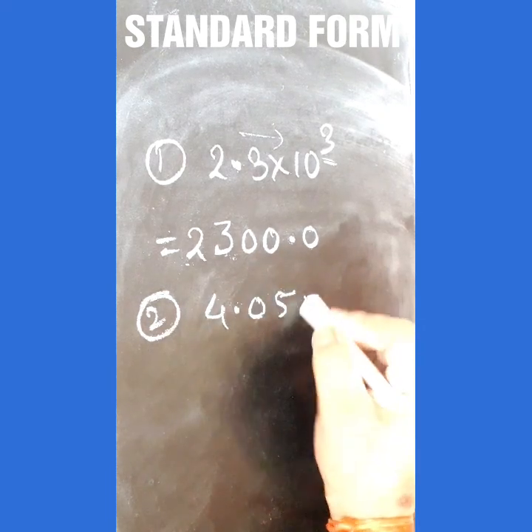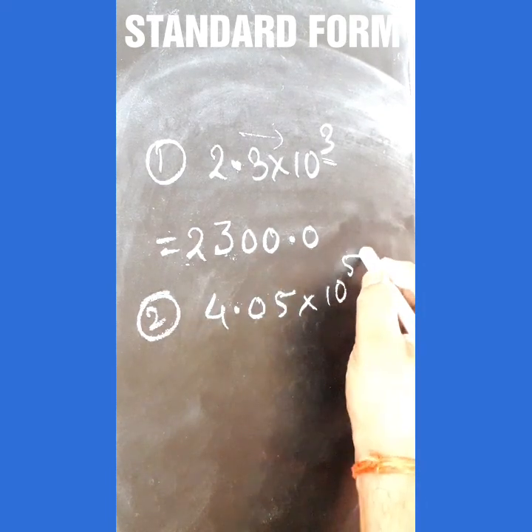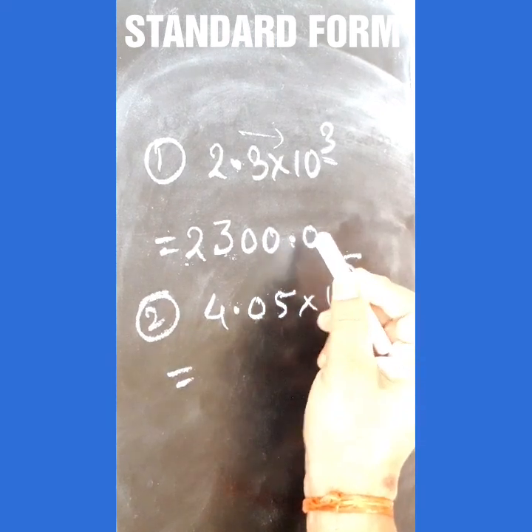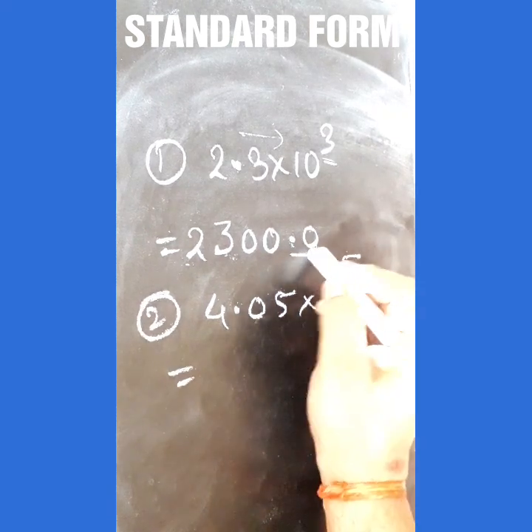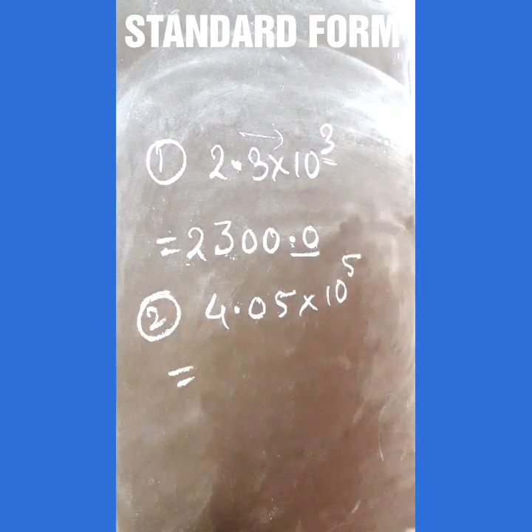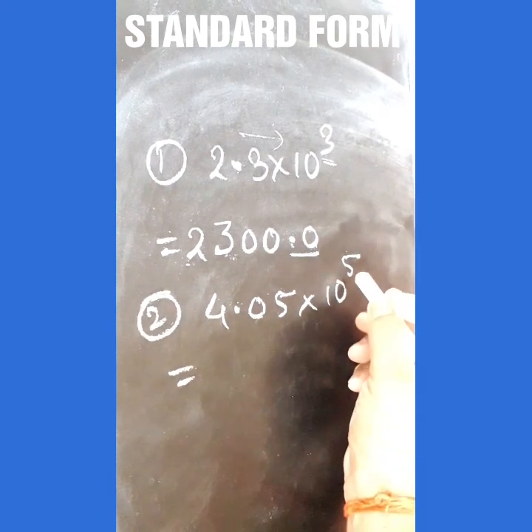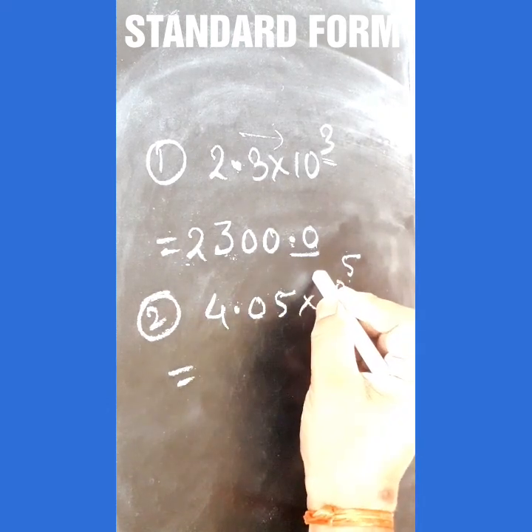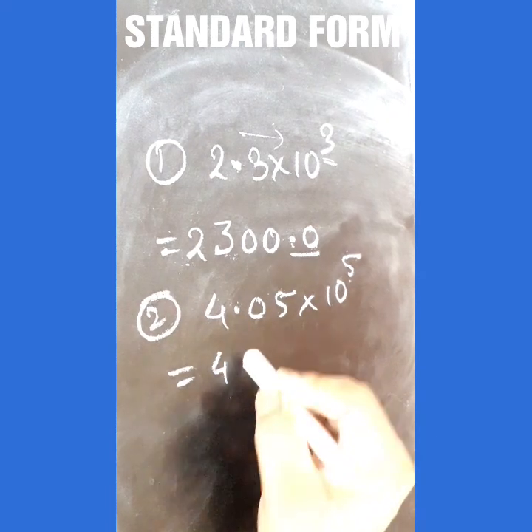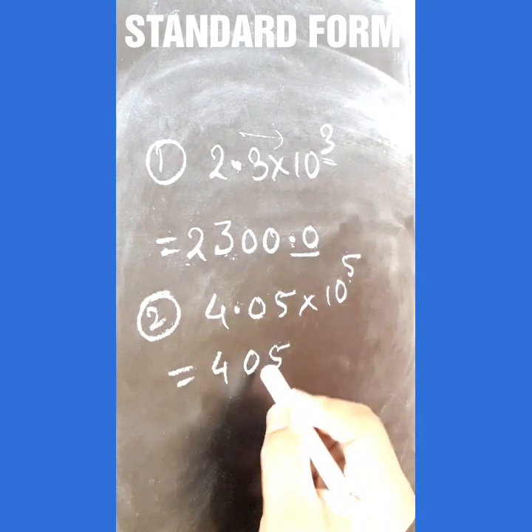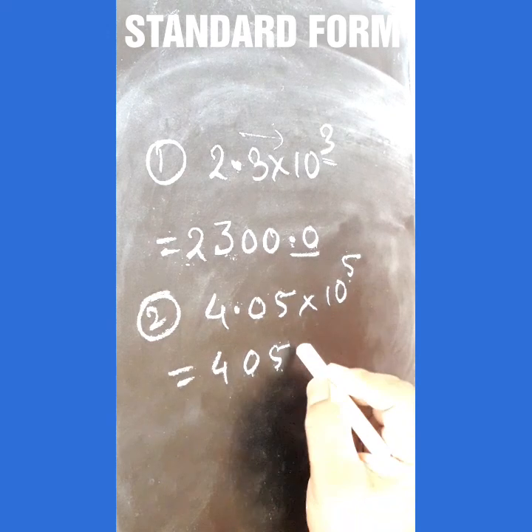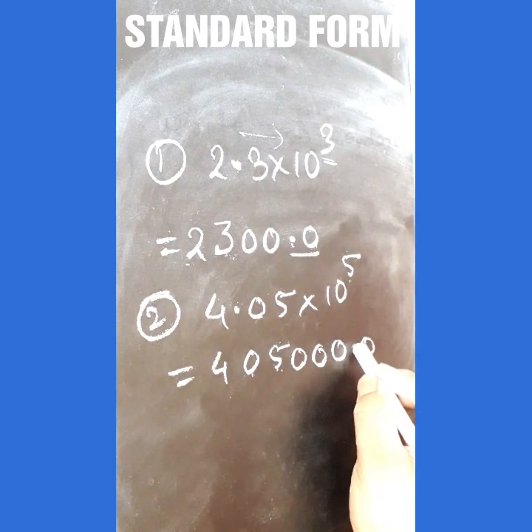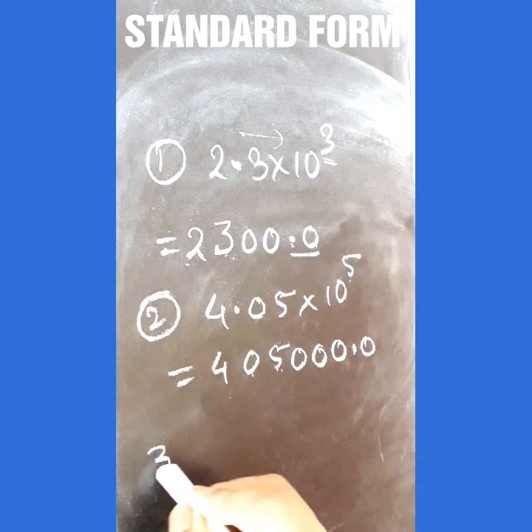Let us take another number: 4.05 into 10 to the power 5. We can put a decimal 0, or we may not write this also. In this number we have 5 here, which means the decimal will move 5 digits right. It will be written as 40500, 2 digits, 3, 4, 5. The decimal after 5 digits.